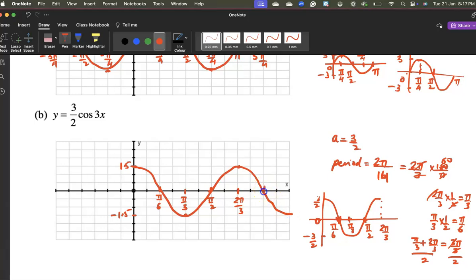What will this be? Can you tell me? Now what you can do is, this is pi by 6. The smallest unit here is pi by 6. So you go on adding pi by 6, pi by 6. If you want to find this value, it will be 2 pi by 3 plus pi by 6. That's 4 plus 1, so 5 pi by 6.